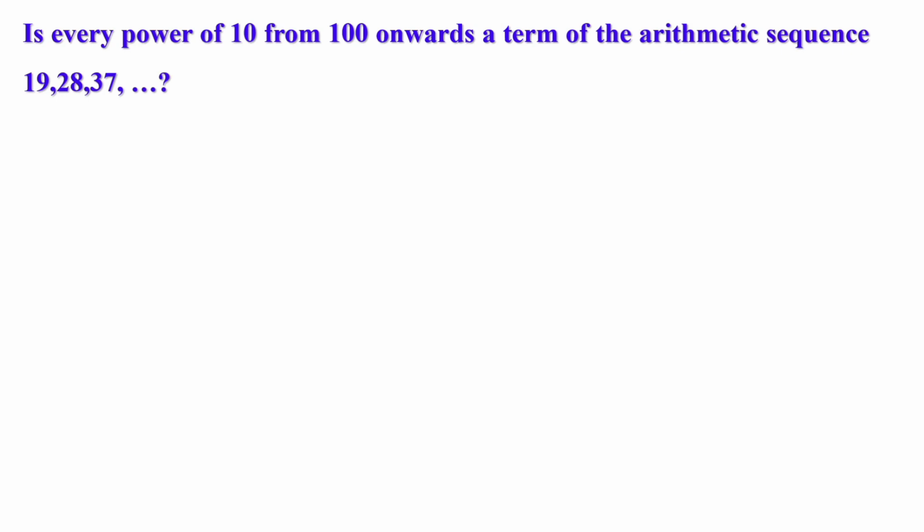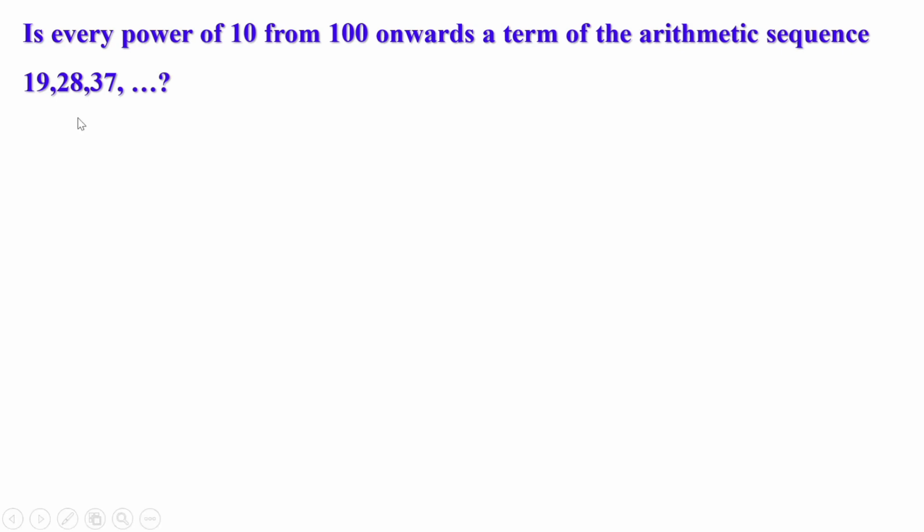How can we check whether a number is a term of an arithmetic sequence? Find the difference between that number and any one term of the sequence. For our convenience, we will take the first term. If the difference is a multiple of the common difference, then it is a term of the sequence. Otherwise, it is not a term. So what is the common difference here? 28 minus 19, that is 9, is the common difference.